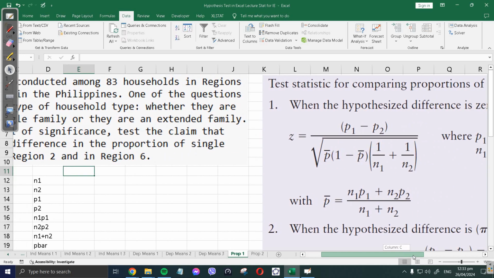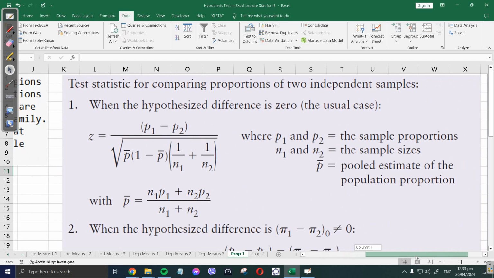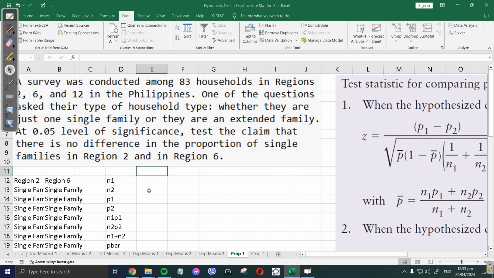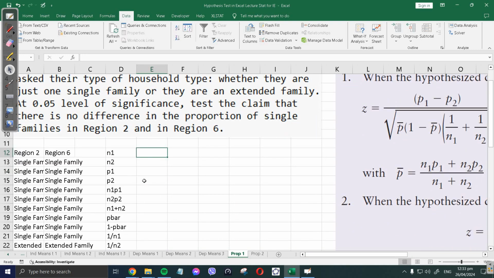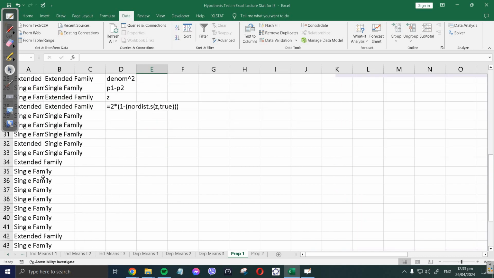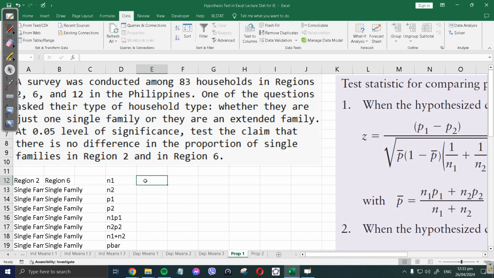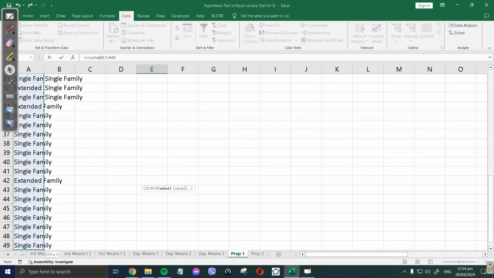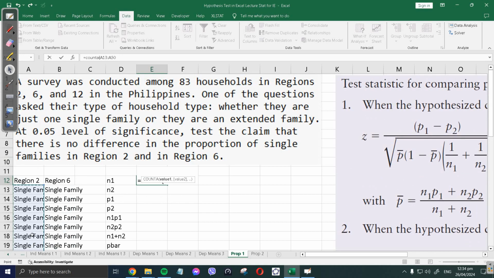For example, one of the things that we would need to get the sample proportions would be the sample sizes. So first, let's compute our sample sizes. How do we do that? We need to count these data sets here. And to count data that are not numbers, the formula in Excel for that is COUNTA. Count the number of cells that are not empty. So once we select that, we first select here. We don't select the cell with region 2 because that will also be counted, but that's just a label. Close and then enter. That means region 2 has a sample size of 38.